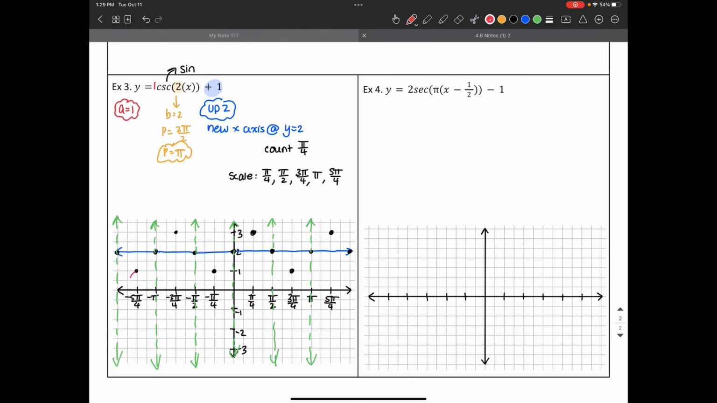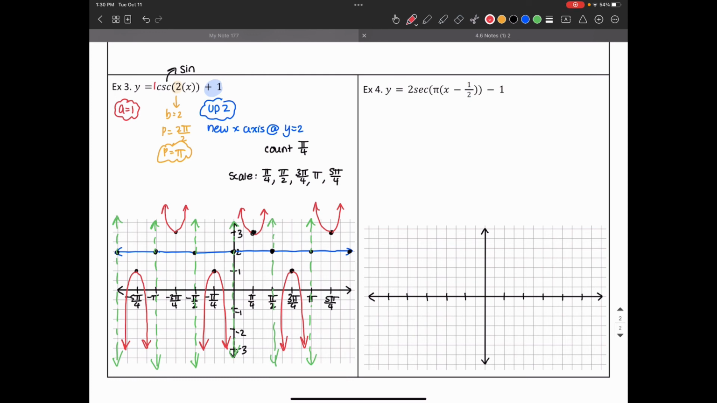Oh wait, I guess I do have x-intercepts. I'm not supposed to be going through the new x-axis. So I can have x-intercepts on the actual graph. I just can't be going through the new x-axis. So this is how I'm going to draw my parabolas. And that's what that graph looks like.